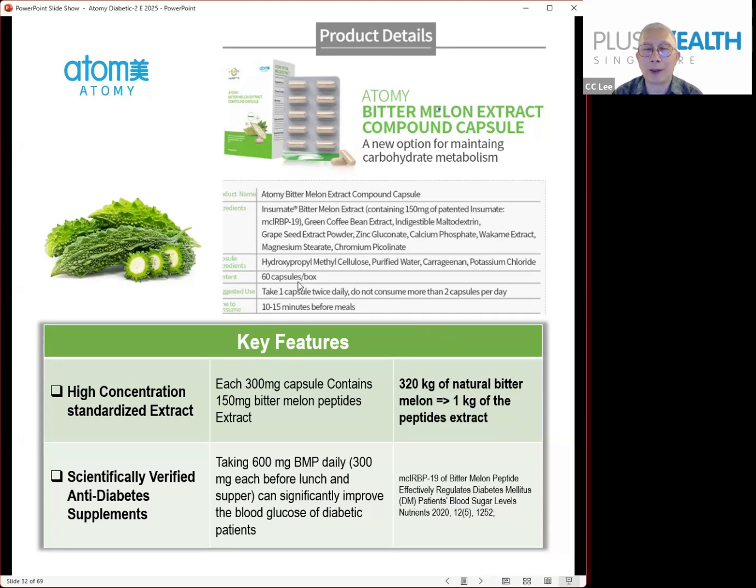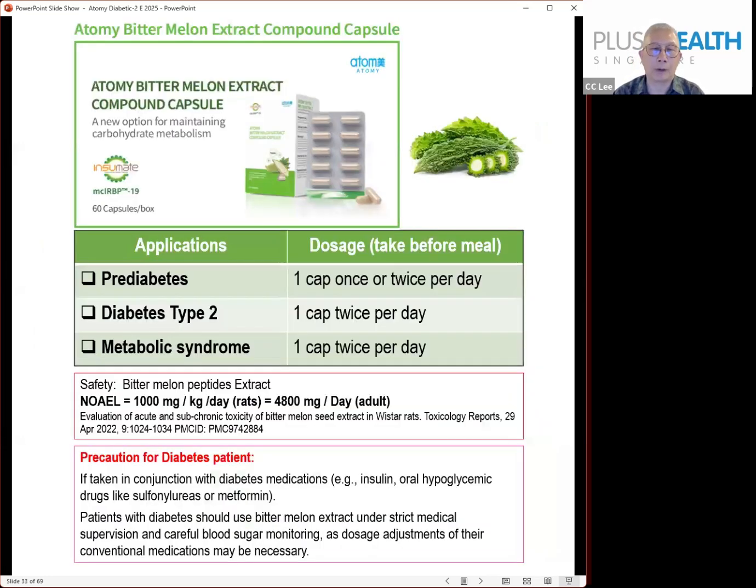You see that each tablet is 150 milligram. So this is equal to 4 tablets of bitter melon tablet daily. So this clinical study is based on 4 tablets daily to get the result itself. So this is the level whereby it's been used in clinical context. Okay, now, what are the applications of Atomy bitter melon extract, right?